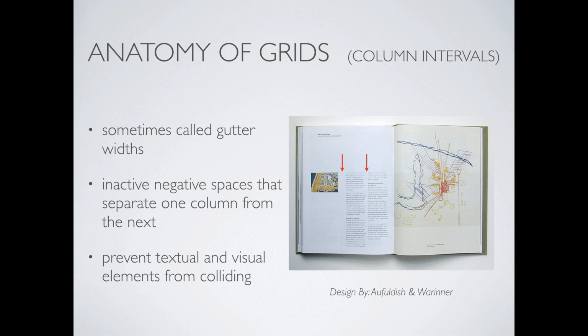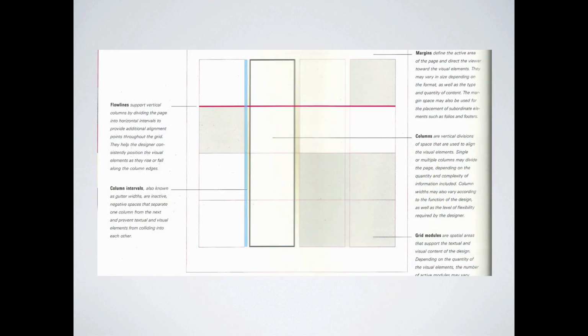If you imagine for a second you pick up your favorite magazine and go to read, and there weren't any of these column intervals between the columns, you'd be reading along one line of text and you'd have no idea where to stop before the next line of text started. So you have to have that little bit of breathing room. That's what defines the column in the first place. There's always going to be a column interval paired with a column. They're inactive negative spaces that separate one column from the next. So in this particular graphic, it's those blue areas. It's the space in between the columns.